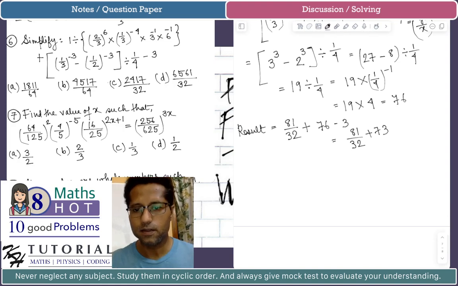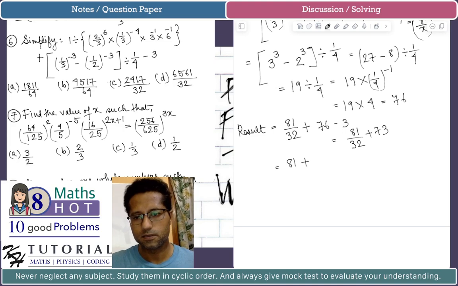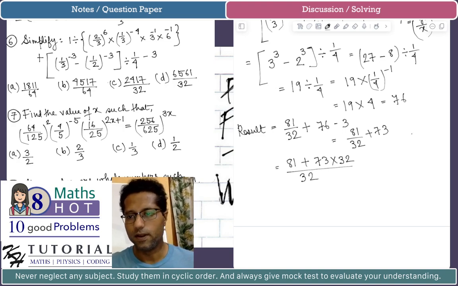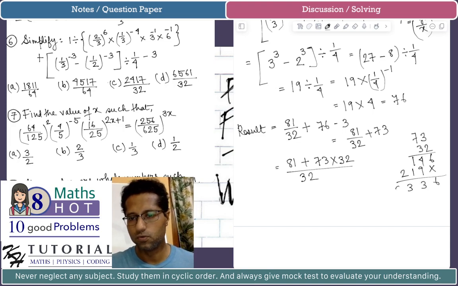Okay, we have to find now this. This is equal to 81 plus 73 multiplied by 32, divided by 32. We have to find the multiplication of 73 and 32. Let's find it out. 6, 14, and we have 9 and 21. So this is 2, 3, 3, 6.